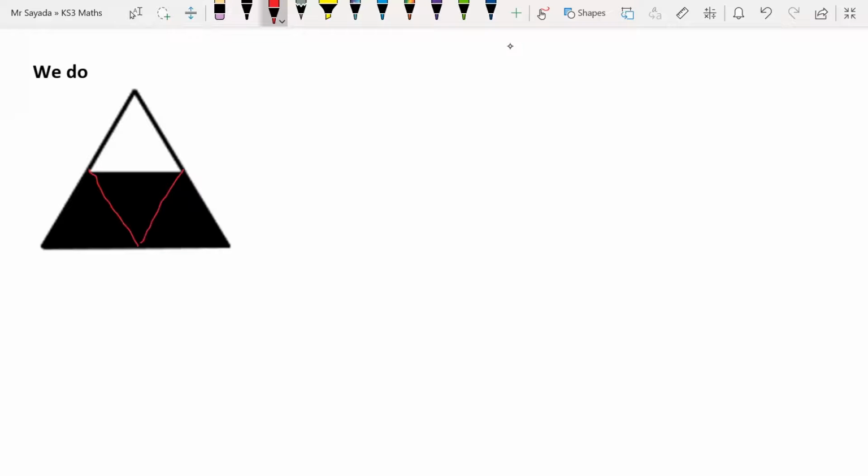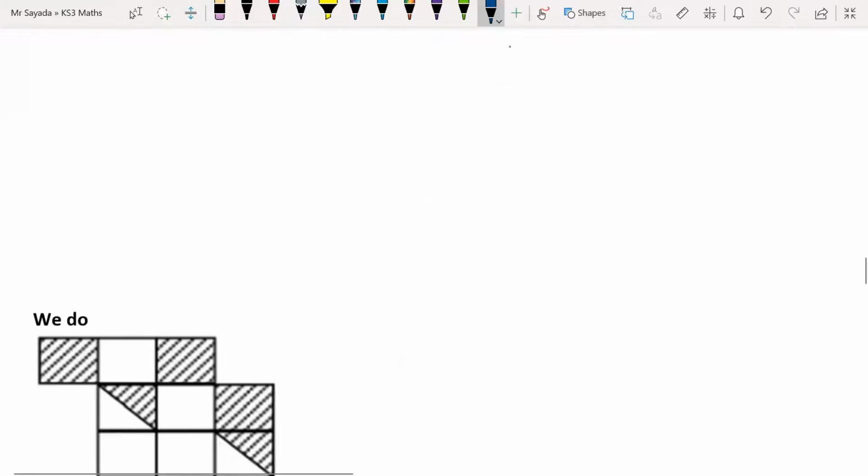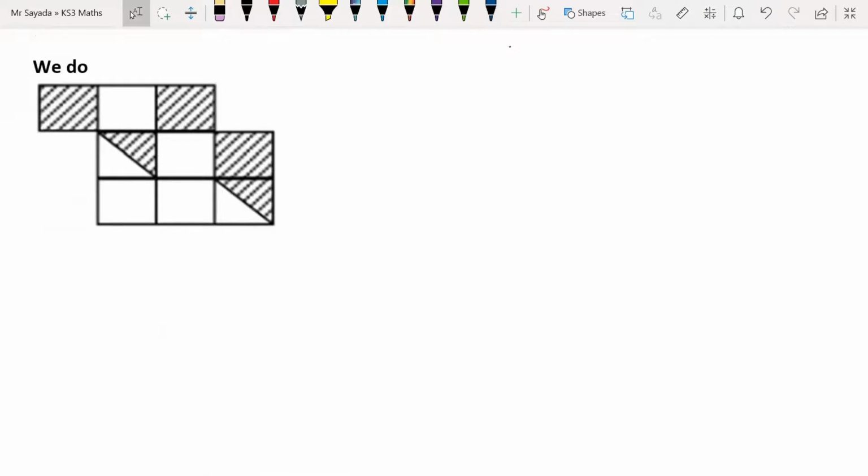Suddenly we have 4 equal triangles. 1, 2, 3, 4. That means there's 4 parts altogether, so that goes on the denominator. 3 of them are shaded, so the answer is 3/4. Well done if you got that right. That one was tricky. We're now going to move on to one more example. Pause the video, have a go at answering the question, what fraction of this shape is shaded? Press play once you're ready.